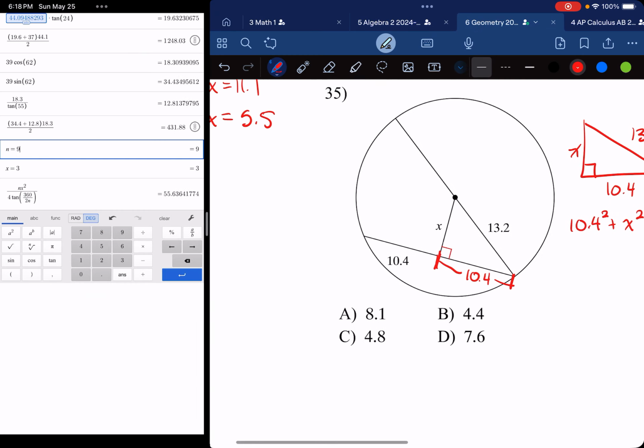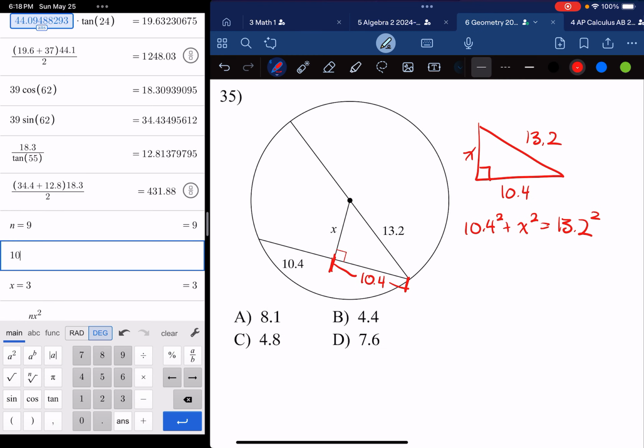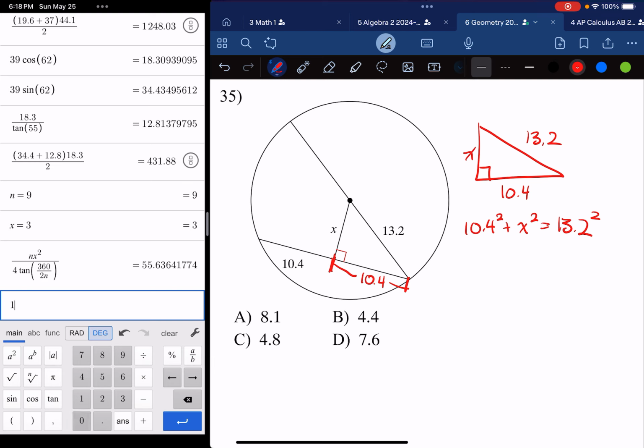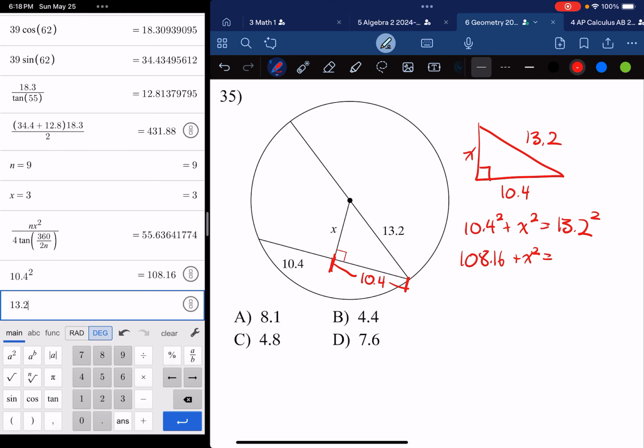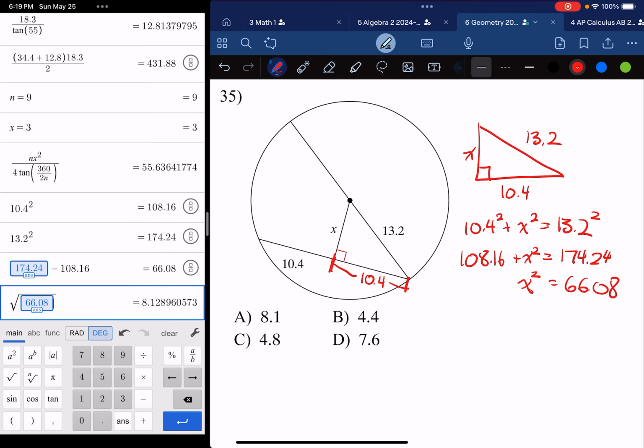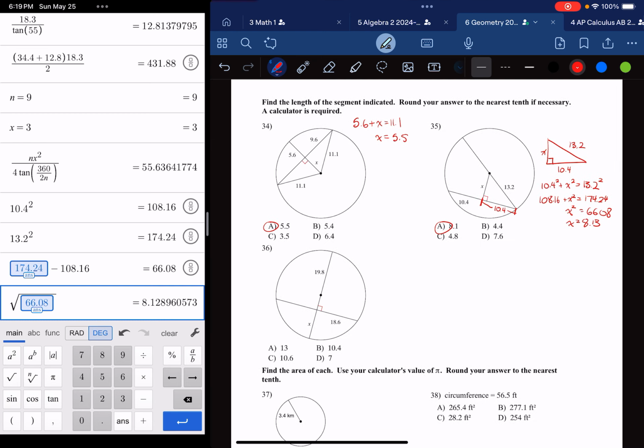What do we have over here? I'm going to have 10.4. Oh, I want to do it down here. 10.4 squared is going to be 108.16 plus x squared is equal to 13.2 squared, which is going to be 174.24. And then I'm going to take that answer and subtract the 108.16 that I had. That's going to be 66.08 is equal to our x squared. And then finally, I'm going to take the square root of my answer, and I'm going to get x is equal to 8.13, which is just 8.1 if I rounded one decimal place. Nice.